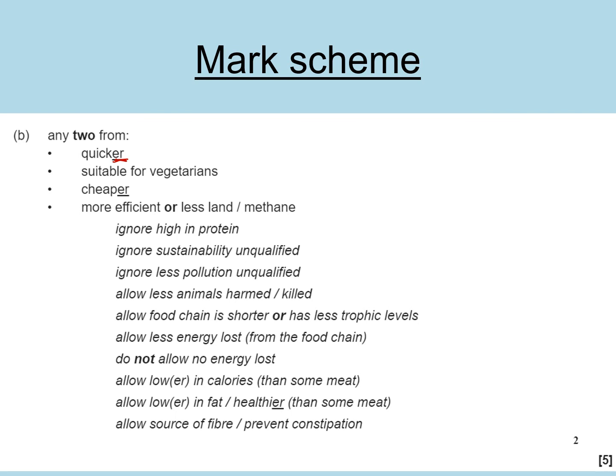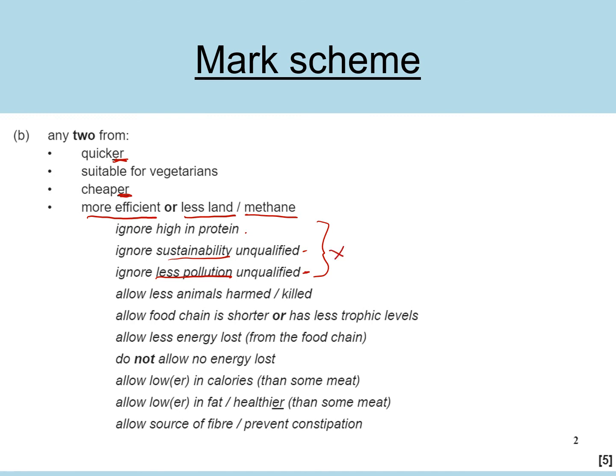You could say it's suitable for vegetarians. You could say cheaper again. And also you could have said it's more efficient, or it uses less land, or less methane is produced. If you put it's high in protein, or sustainability without really explaining it, or if you put less pollution without really explaining it, you would not get that mark.